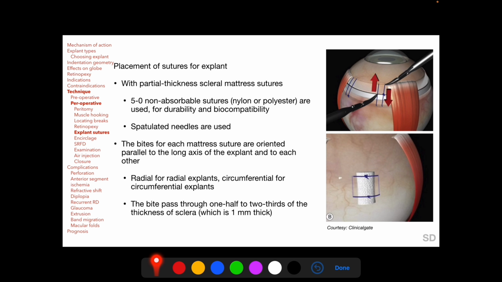Following retinopexy, sutures for securing the explant on the scleral surface are placed with partial thickness scleral mattress sutures made of 5-0 non-absorbable material on spatulated needles. The scleral bites for each mattress suture are oriented parallel to the long axis of the explant and to each other. So the scleral bites are radial for radial explants such as sponges and circumferential for circumferential explants such as TAS. And the scleral bite should pass through 1/2 to 2/3 of the thickness of the sclera.